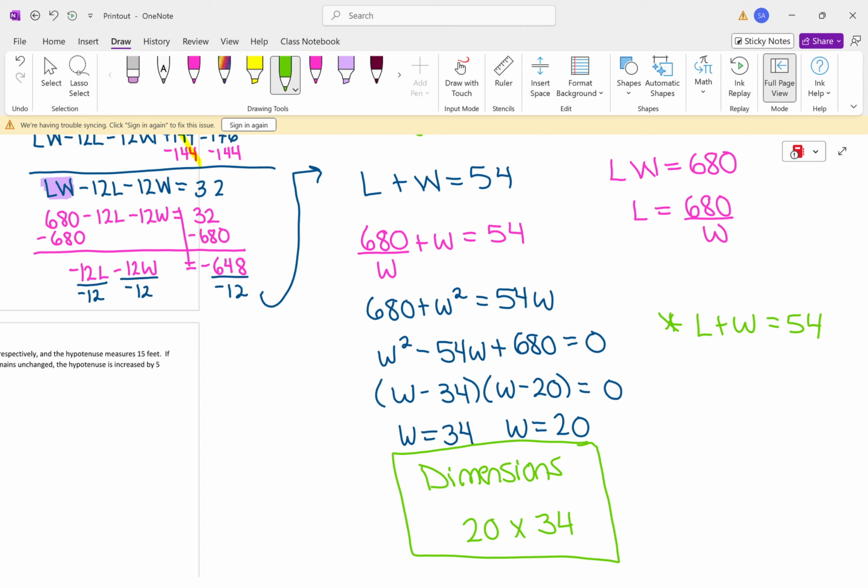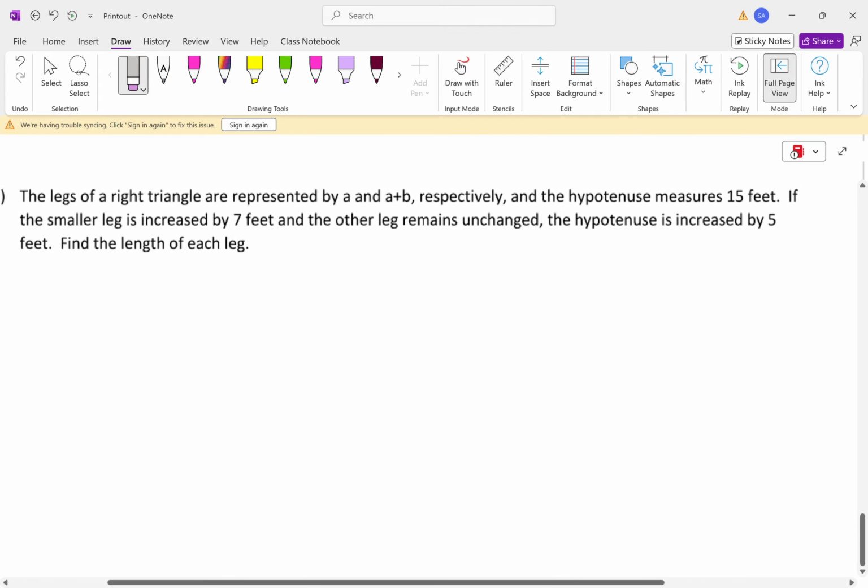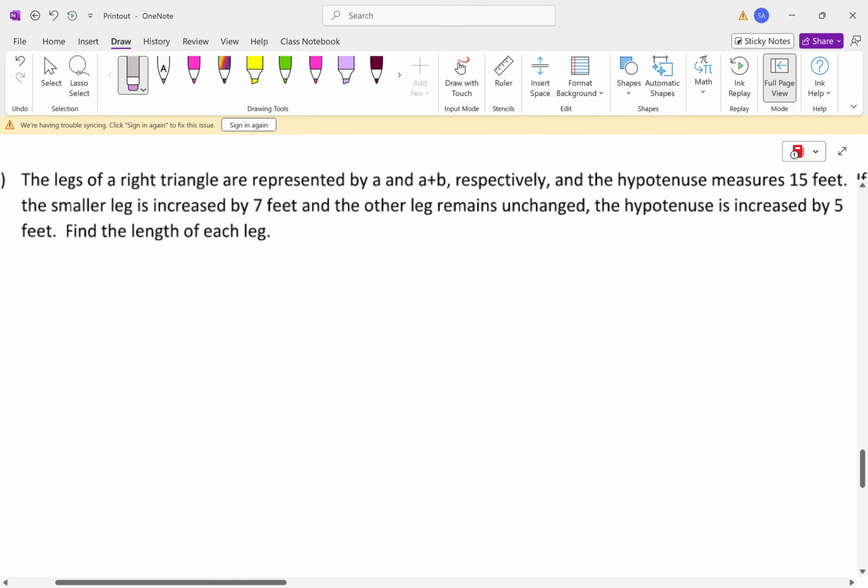All right, last problem. We ready? This one's not bad. It's not bad. This was the worst of it. The two problems we just did were the worst of it. I love triangles.